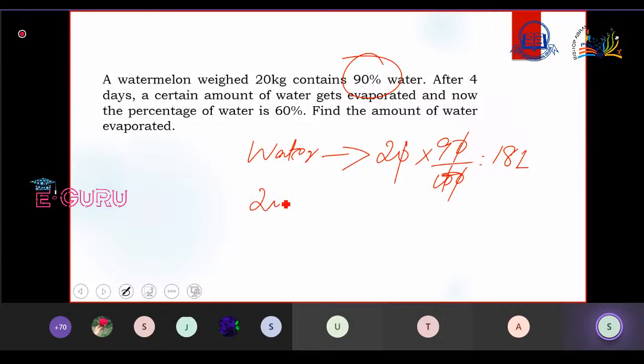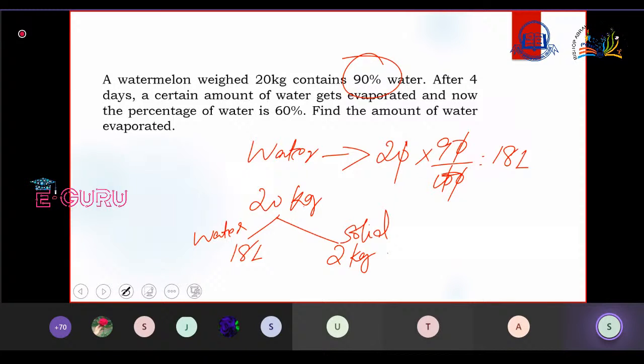So out of 20 kg weight, water is 18 liter. This is water, and solid part is 2 kg only, and together it will become 20 kg.